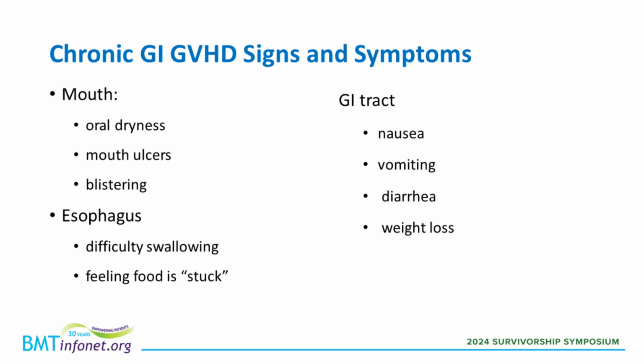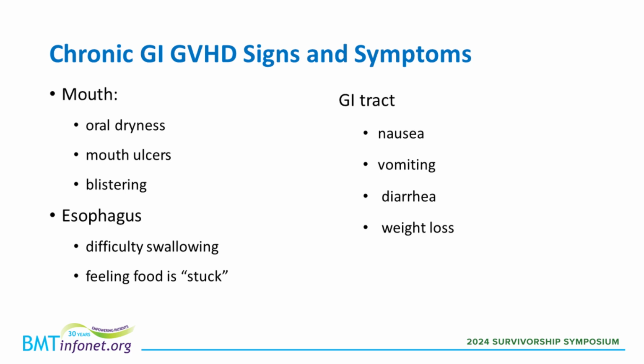So next slide. Chronic GI GVHD can more commonly involve the mouth, esophagus, and GI tract, whereas acute GVHD rarely involves the mouth or the esophagus, although patients can have mucositis from their chemotherapy that seems to blend into it.